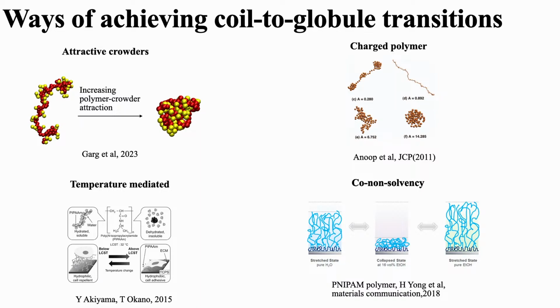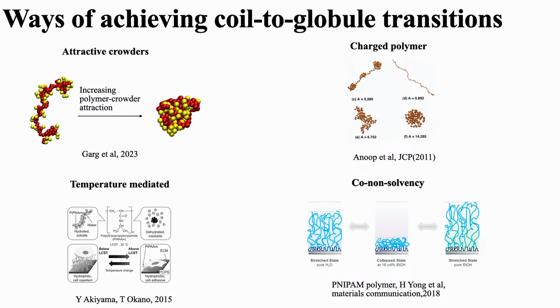And if there is attraction between the crowder and the monomer, the polymer will adopt an extended kind of structure in order to maximize the surface of the polymer. But as the attraction is increased further, after a threshold value, the polymer will form a globular kind of structure, because these crowders are now acting as a bridge between the distant parts of the monomer and inducing this collapse form.